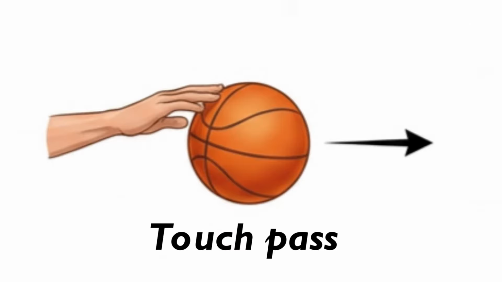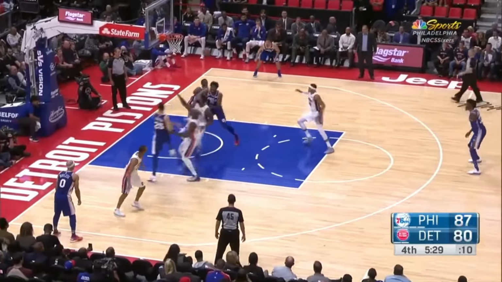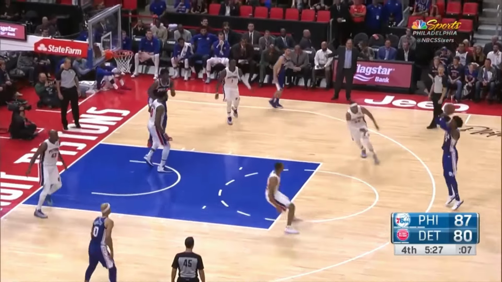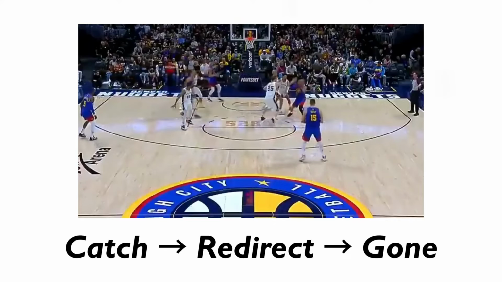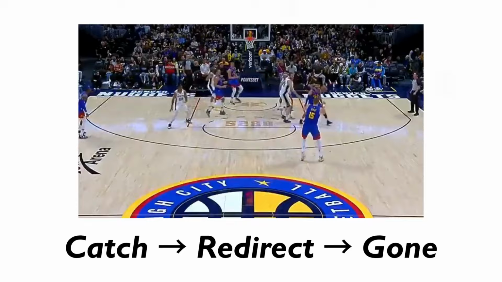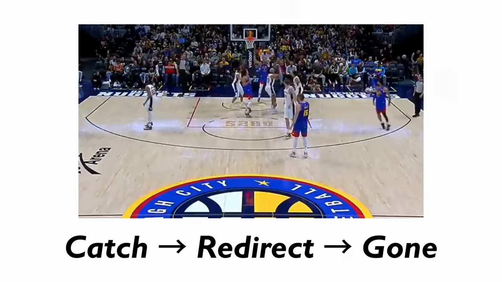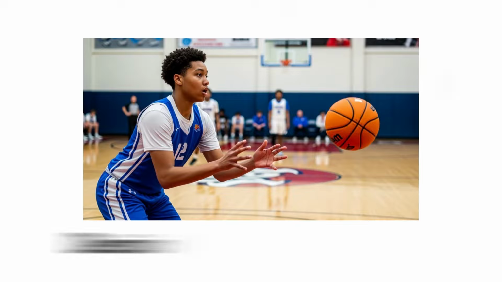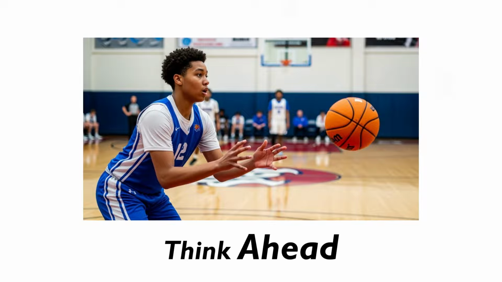The touch pass. This is when you receive the ball and immediately redirect it to a teammate in one fluid motion without ever fully catching it. Watch Nikola Jokic. The ball swings to him at the elbow, and before the defense registers, he has it. It is already gone, redirected to a cutting teammate for a layup. The secret is anticipation. You have to know where your next target will be before the ball reaches your hands. You decided 2 seconds ago.